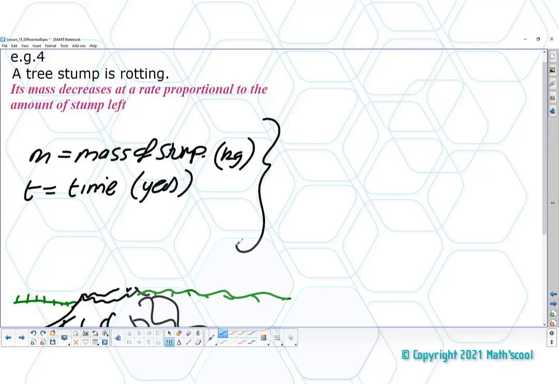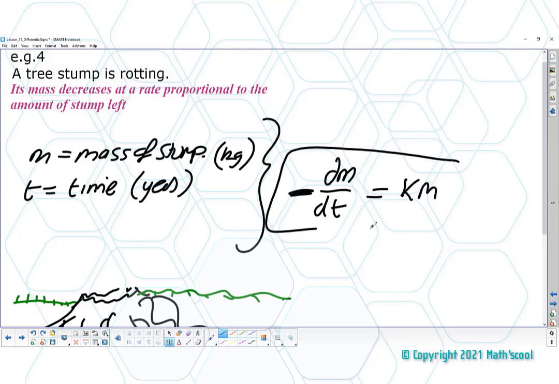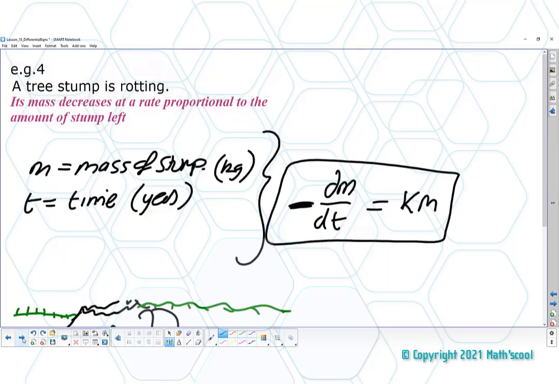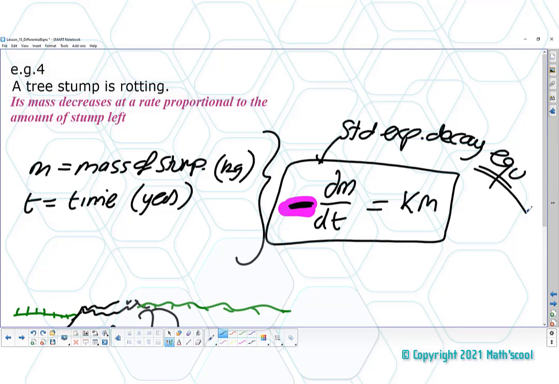Drew? dM over dt. Yeah, well done. Equals minus kM. Yeah, that's not the same. It's almost the same, but it's not the same. It's got the minus at the front here. And that completely transforms it from an exponential growth equation to an exponential decay equation. This is our standard exponential decay equation. Again, it's going to appear a lot today and in our homework and stuff like that.